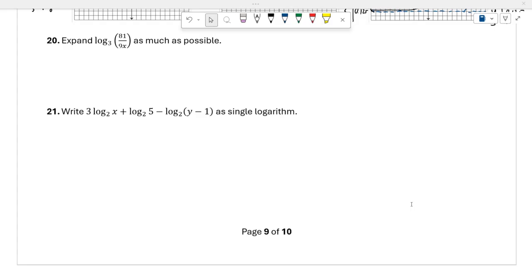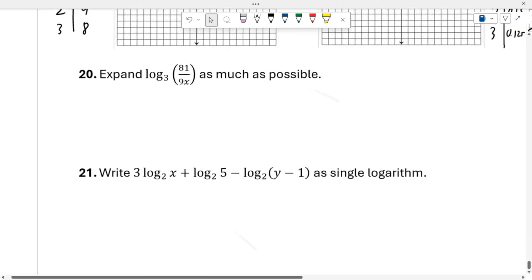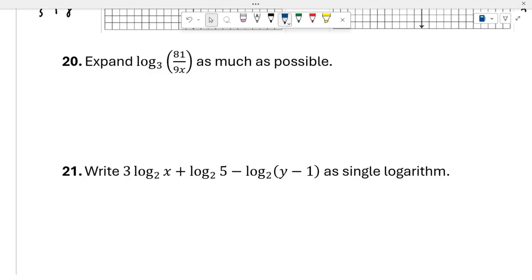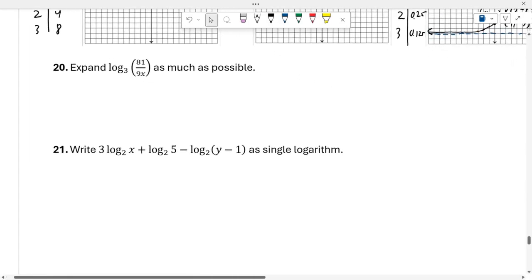In this video, we're going to be taking a look at question number 20. For question 20, the directions say expand the log of 81 over 9x base 3 as much as possible. This is probably going to be one of the shorter videos because this is just one question with just one part to it. We have this logarithm that contains a fraction and base 3, so this is where we're going to end up using some of the properties of logarithms.